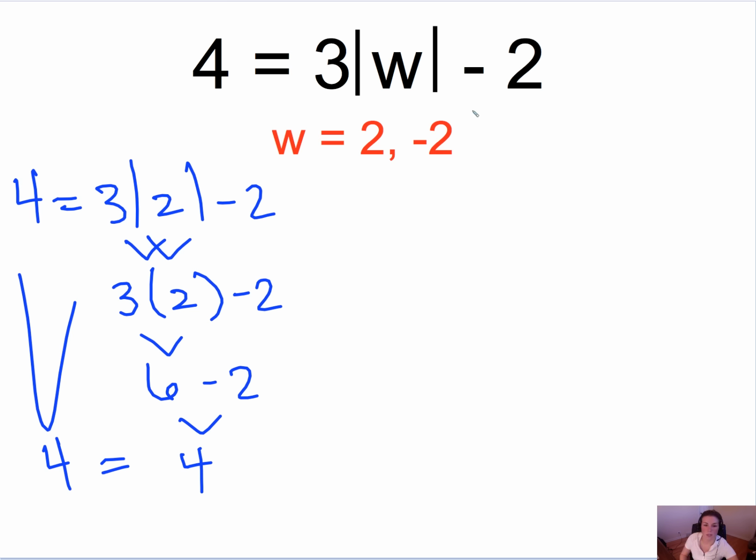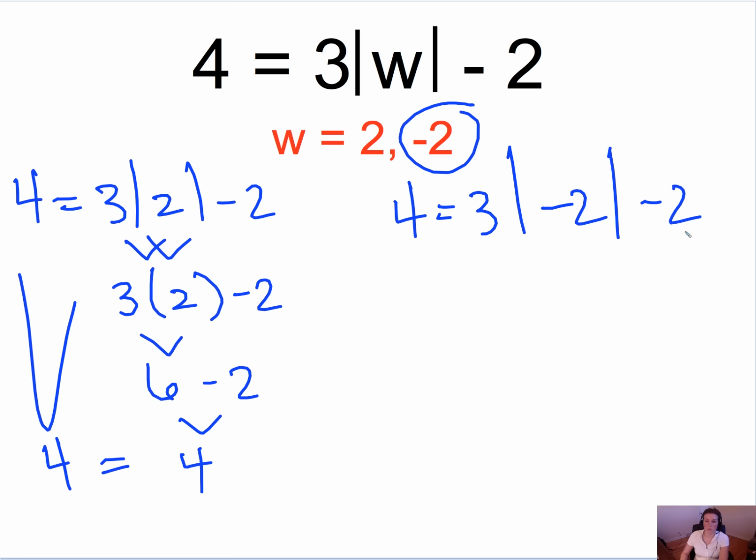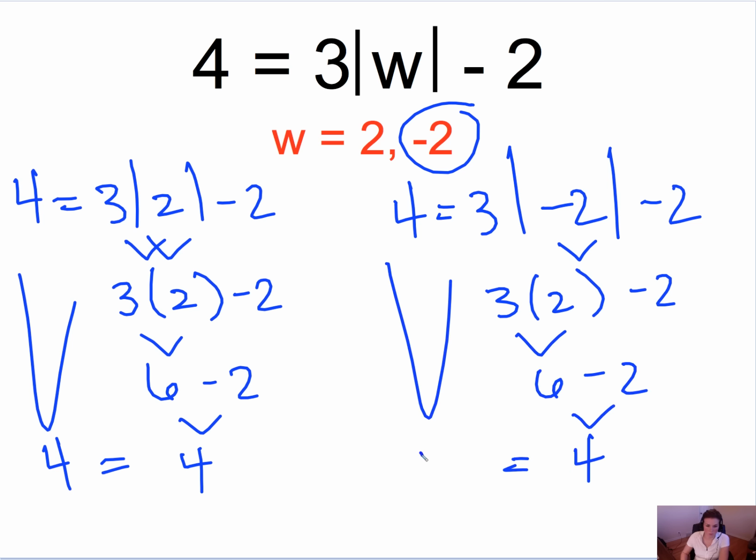Now let's try negative 2 here. So 4 equals 3 times the absolute value of negative 2 minus 2. This is still positive 2 because the absolute value of negative 2 is positive 2. And this would be 6 minus 2 would be 4, and that's equal to 4, so that's correct.